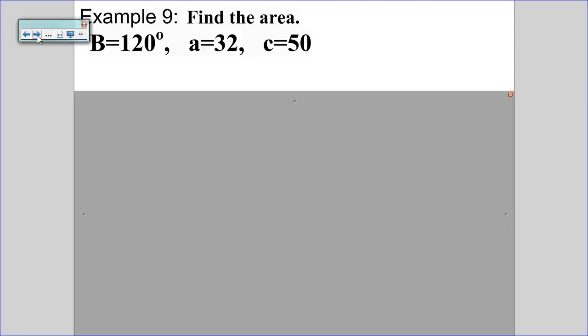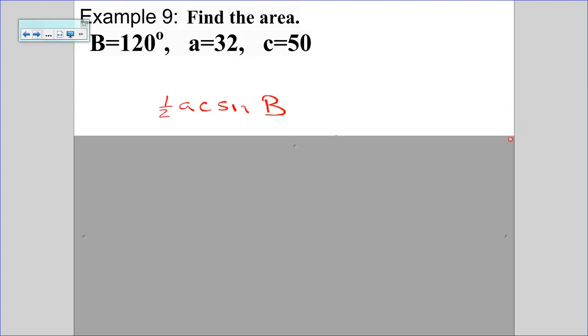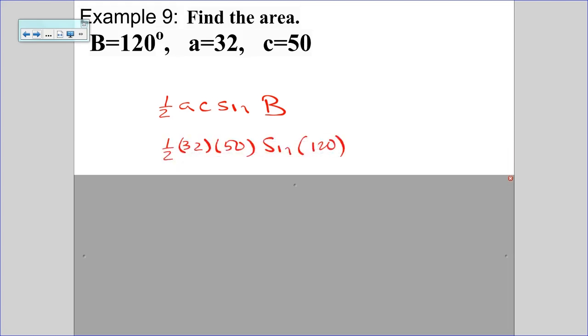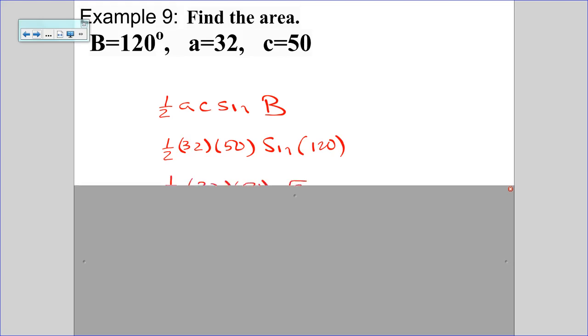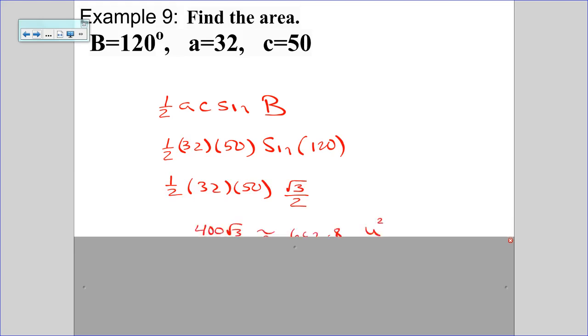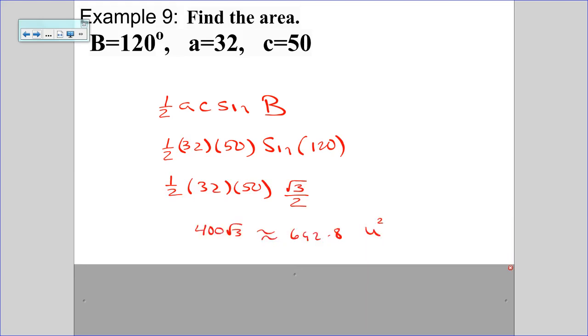All right, so first problem, find the area. Oh, we get 120 degrees. That means this is a unit circle angle. We can do this without even using a calculator. So real simple, plugs into the formula, 1/2 AC sine B. I knew I needed to use the AC one because B was the angle I had. OK, so I set that up, 1/2 times 32 times 50 times the sine of 120. I know the sine of 120 is the square root of 3/2 from the unit circle. So my area is 400 root 3 units squared, but that's about 692.8.